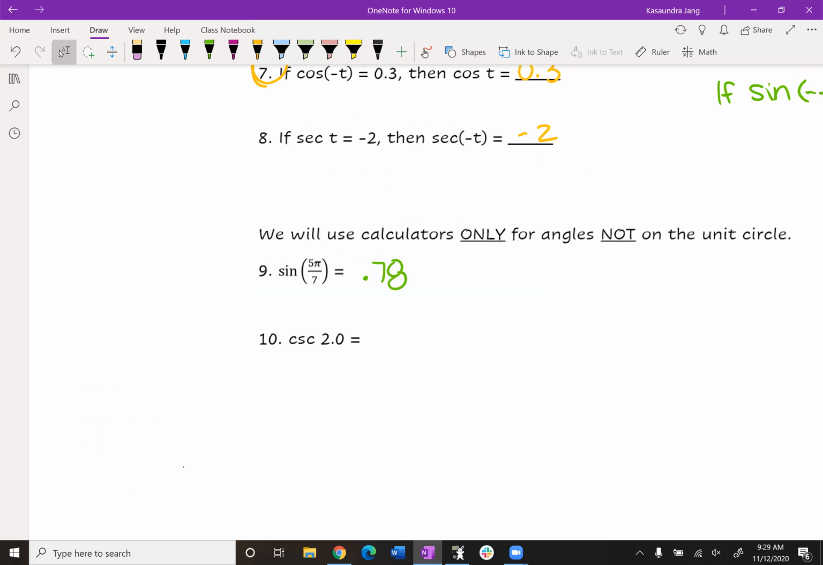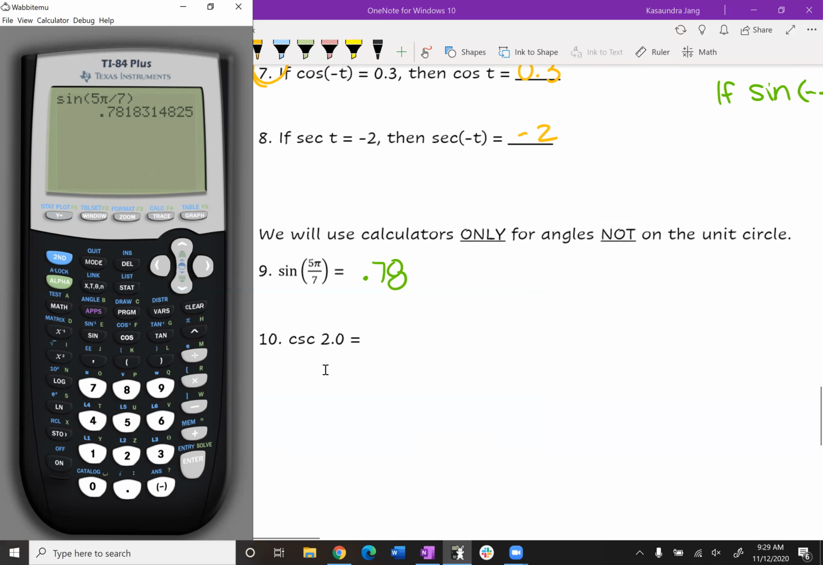All right, so what about this cosecant of 2.0? Is that like 2 degrees or 2 radians? Radians. How'd you know if it's radians? There's no degree sign. Oh, there is no degree sign. It's got to be radians.